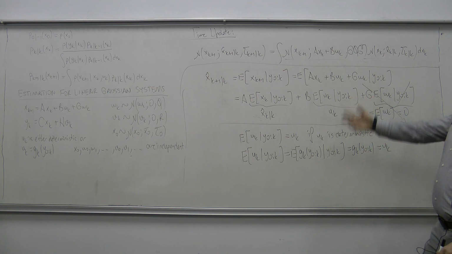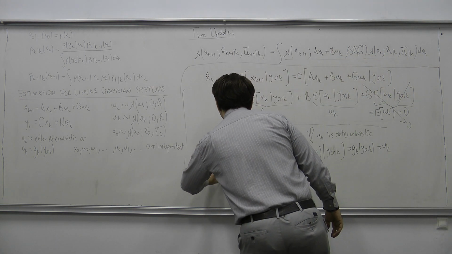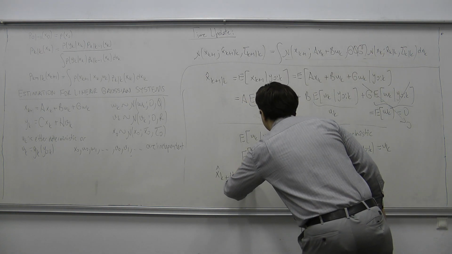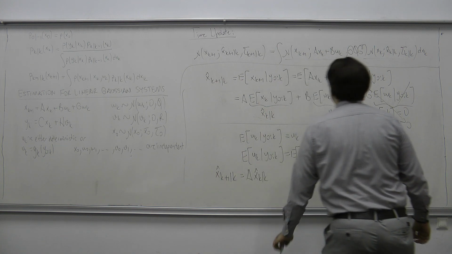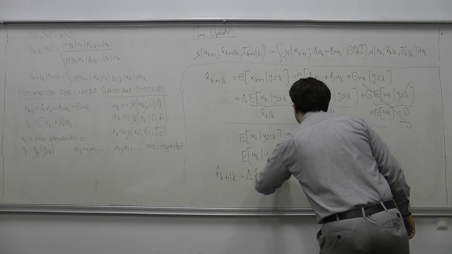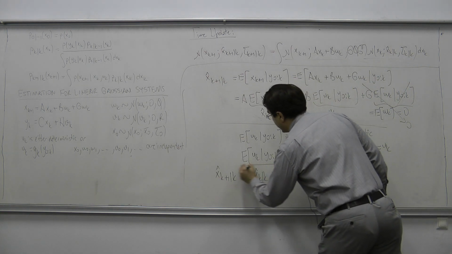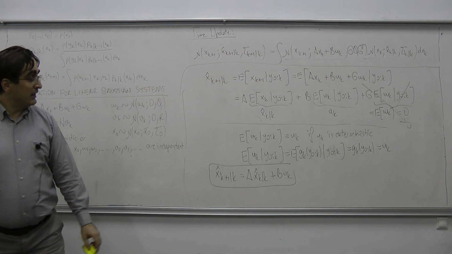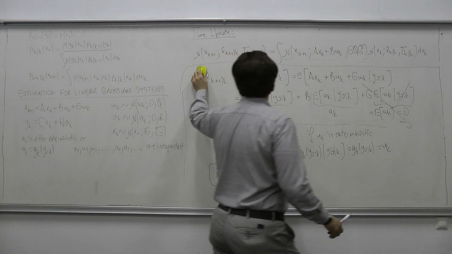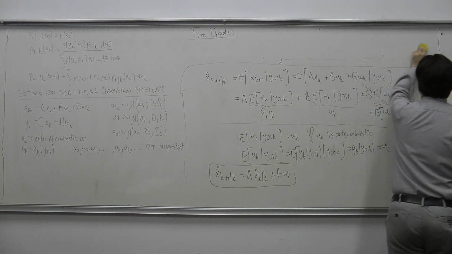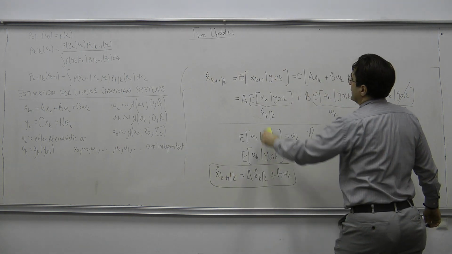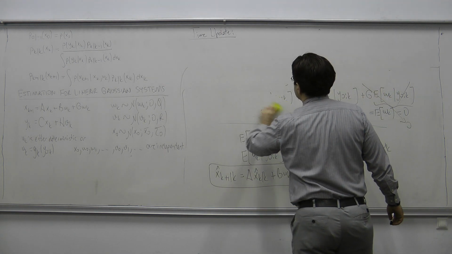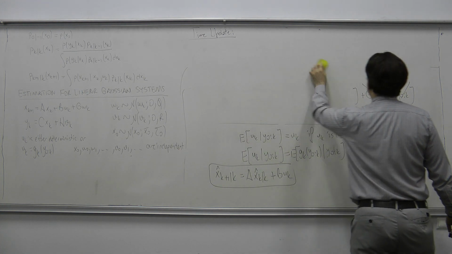Then I can actually write x hat k plus 1 given k. Let us write what we have found. A times x hat k given k plus B times uk. This is the state update formula. So that is the state time update formula. Now we're ready for calculating the predicted covariance. So sigma k plus 1 given k.